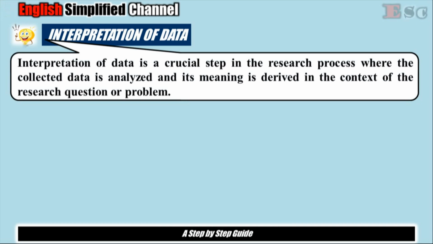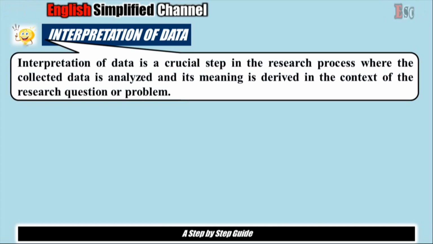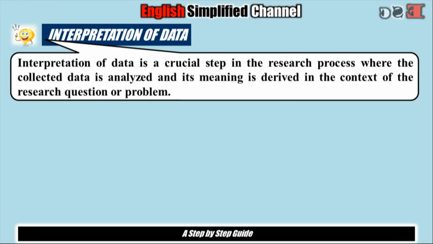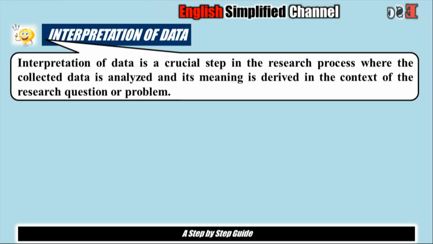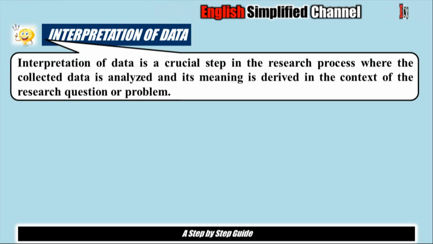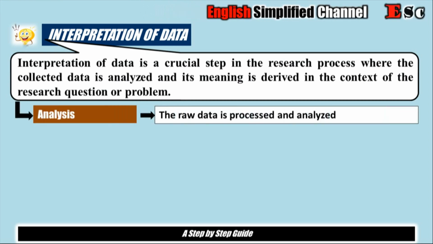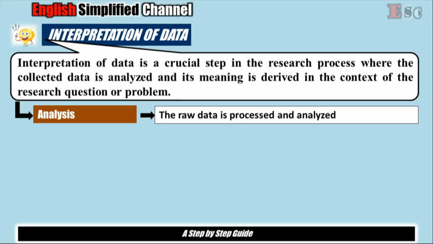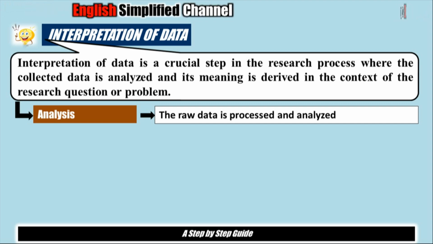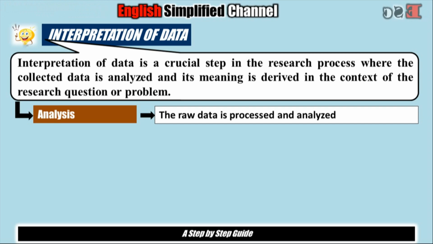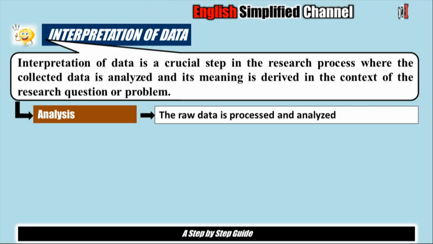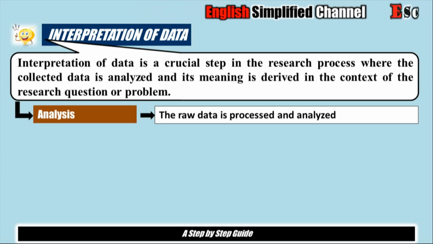3. Interpretation of data. It is a crucial step in the research process where the collected data is analyzed and its meaning is derived in the context of the research question or problem. Here's what it involves. Analysis. First, the raw data is processed and analyzed using various statistical or qualitative techniques, depending on the nature of the data and research objectives. This analysis helps to identify patterns, trends, relationships, or discrepancies within the dataset.